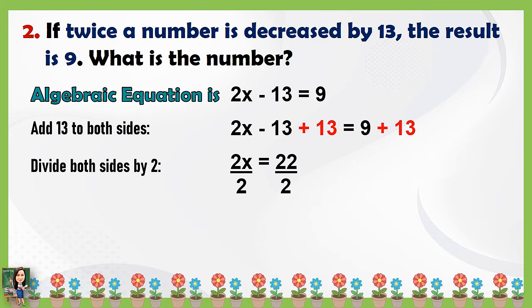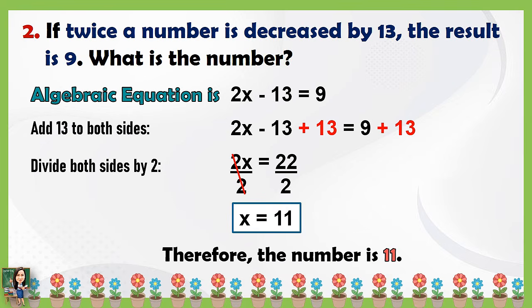Then, divide both sides by 2. So, 2x divided by 2 equals x. The remaining is x. Then, 22 divided by 2 is 11. Therefore, the number is 11, or x equals 11.